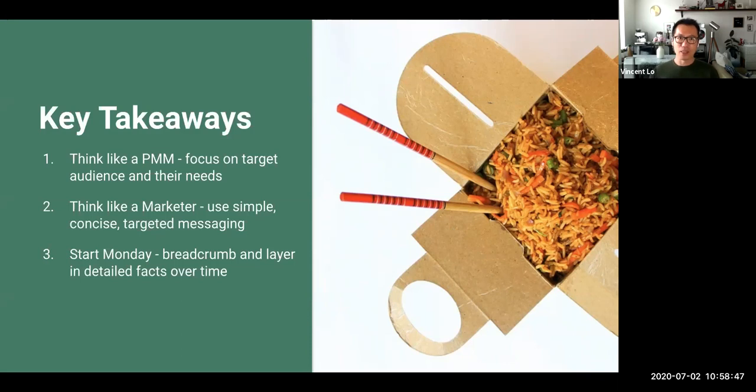That's the second takeaway. And the third is, just start. It doesn't have to be overblown, with a lot of work involved. Take what you have and just iterate.